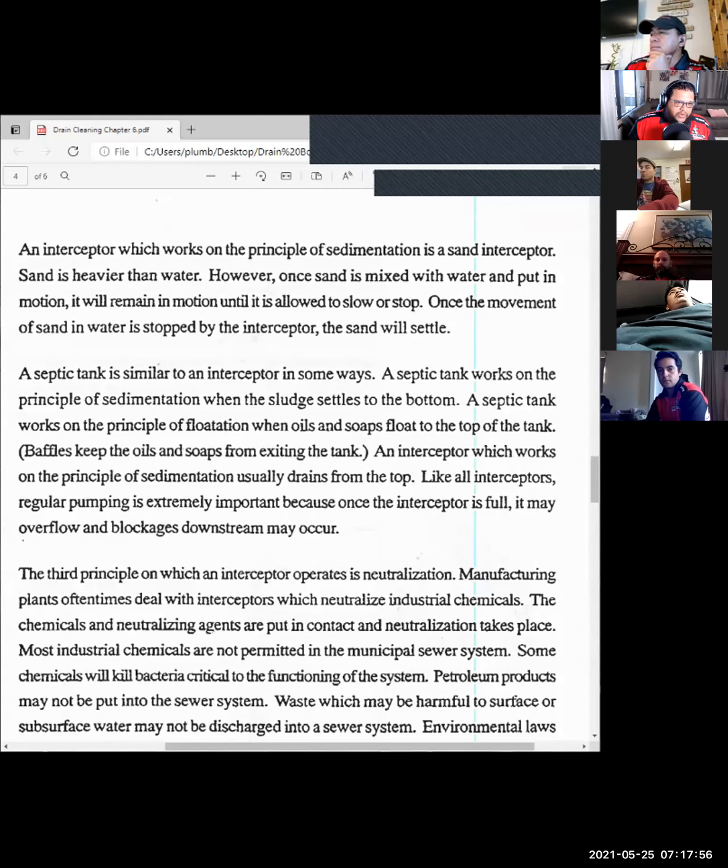An interceptor which works on the principle of sediment is a sand interceptor. We just talked about this. Sand is heavier than water. However, once sand is mixed with water and put in motion, it will remain in motion until it's allowed to slow or stop. Once the movement of sand in the water is stopped by the interceptor, the sand will settle.